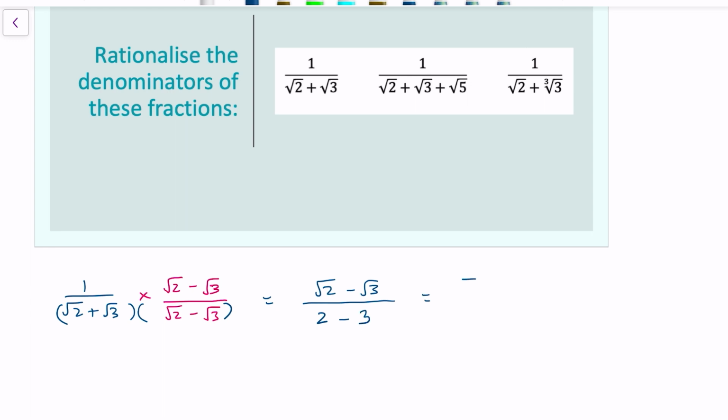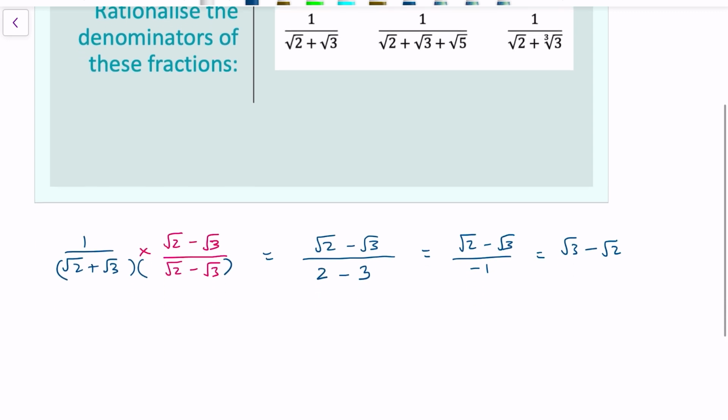So the numerator is root 2 minus root 3. The denominator is equal to minus 1. We may wish to write that as root 3 minus root 2, switching it round by dividing by negative 1. So first one, achieved question. Pretty straightforward. And if we understand that the conjugate works because of the difference of two squares expansion, it's going to help us understand that third one, which is quite tricky.